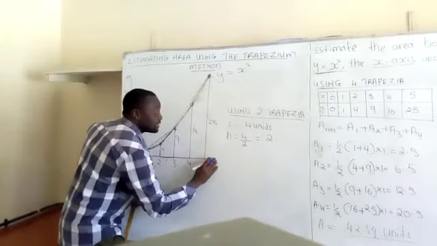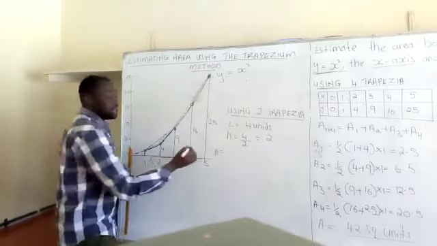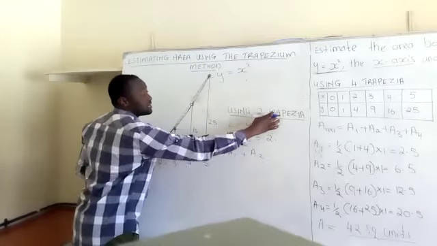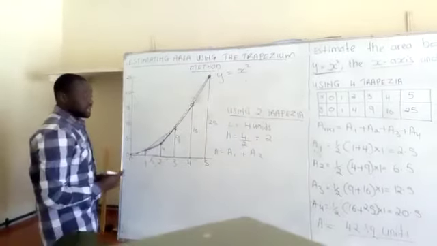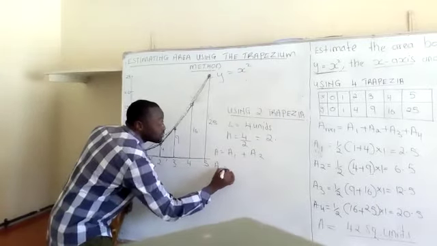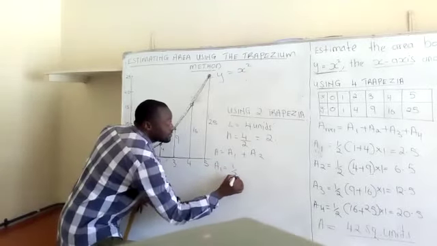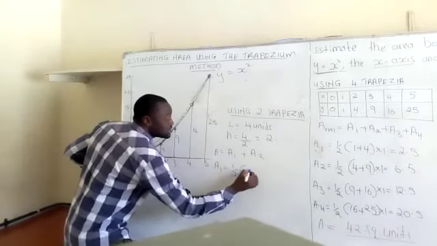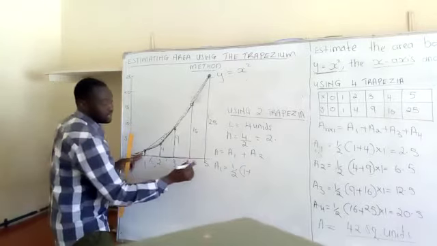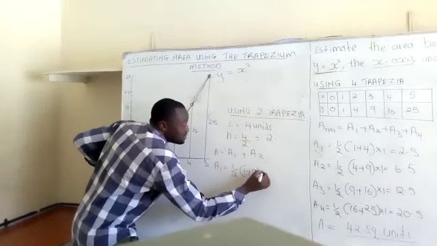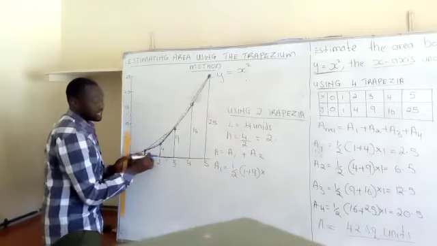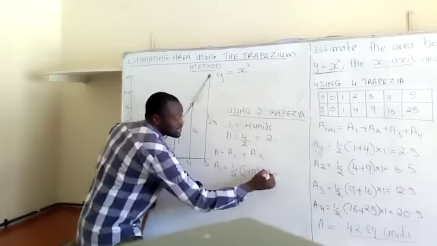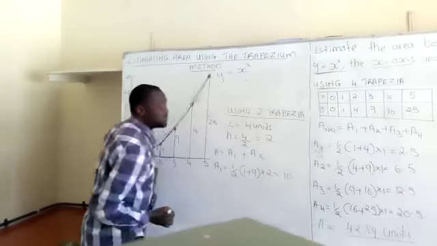Therefore, the area will be the area 1 plus area 2, because we'll be having only 2 trapeziums. And straight to the area of 1, it will be a half. The length here at 1 is 1 unit, plus at 3, that will be 9, times a height. The height here is 2 units, therefore times 2. That will give us 10 units.